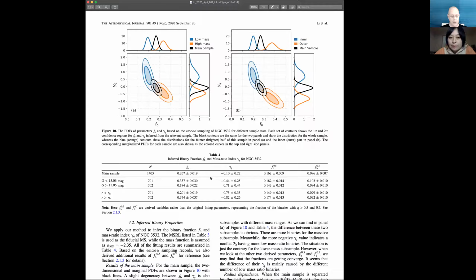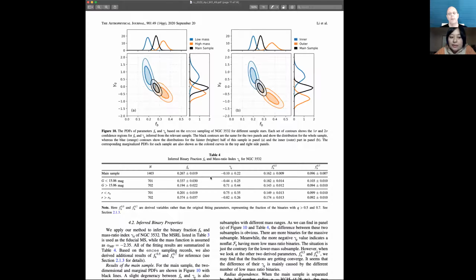We use the sample with the primary mass between 0.5 and 1.5 solar masses. The bright end of the sample shouldn't be too close to the turnoff because the broadening effect near the turnoff is complicated by stellar rotation. Our result shows that in the main sample there are about 27% binaries with mass ratio larger than 0.2, and gamma is minus 0.1. This value is near 0, which means the mass ratio distribution is flattened. It's a uniform distribution.